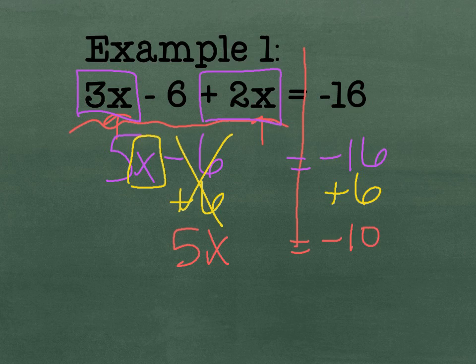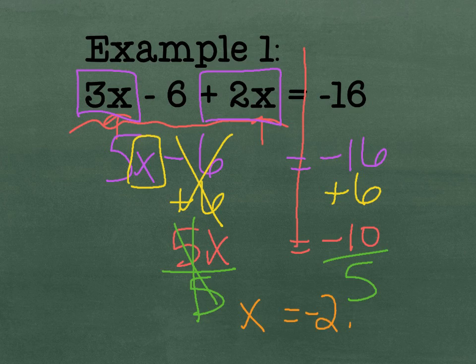Then to get that x by itself, we have to do one more step. The inverse of multiplying by 5 is dividing by 5 on both sides. These two, because their inverses, cancel out, and we are left with x on this side. After we do this math, negative 10 divided by 5, we're left with negative 2. So I get my answer of x equals negative 2.